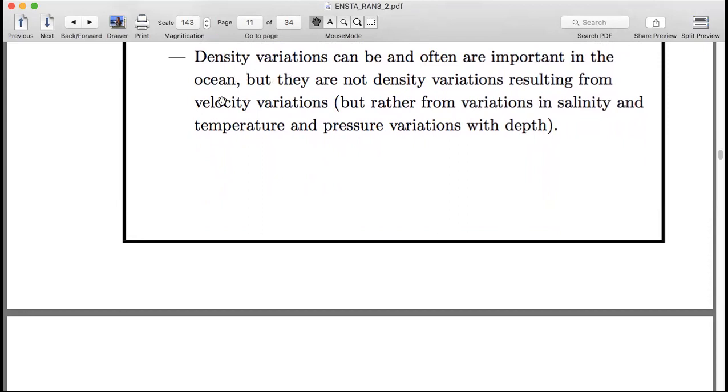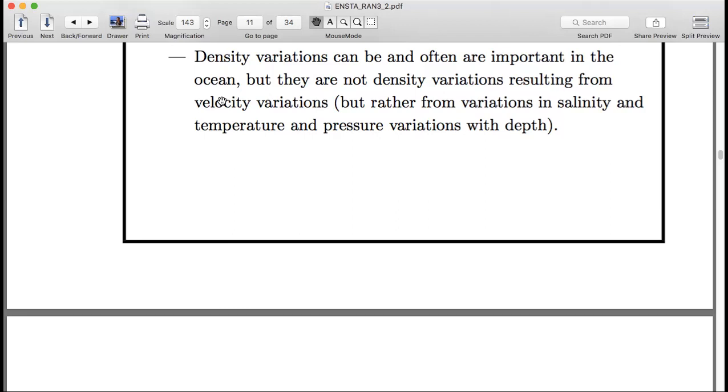But just to be totally clear here, this is not to say that density variations are unimportant in the ocean. In fact, they're extremely important. There are many important currents in the ocean which are related to the density variations, the famous thermohaline circulation, which is a global circulation playing an important role in the climate system, under some threat from global warming.